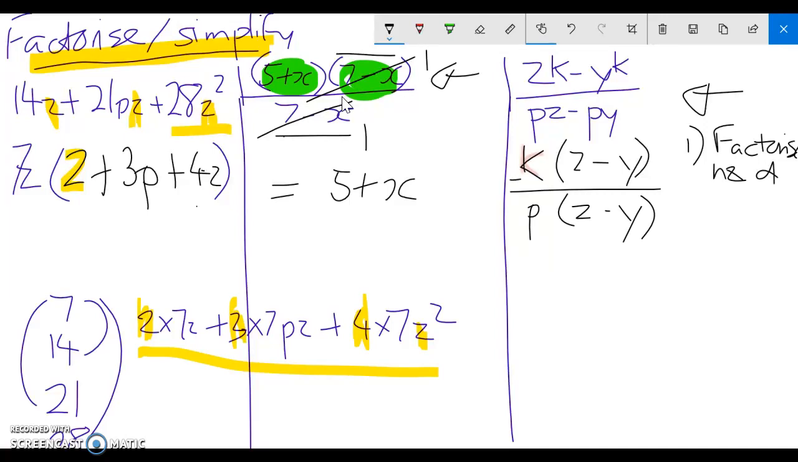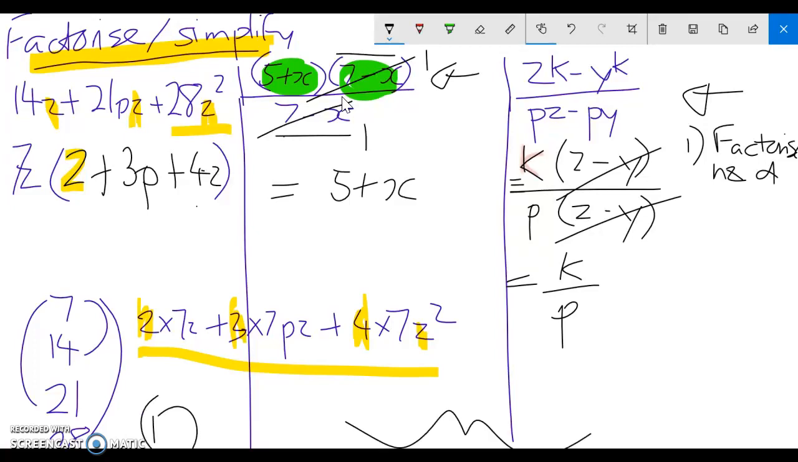Now you'll notice, if we put our equal sign there, that z take y is common to the bottom line and the top line. So we can just cancel those and we get left with k over p. So that was learning intention 1. These two are sort of learning intention 2. They're two of the questions that you were given.